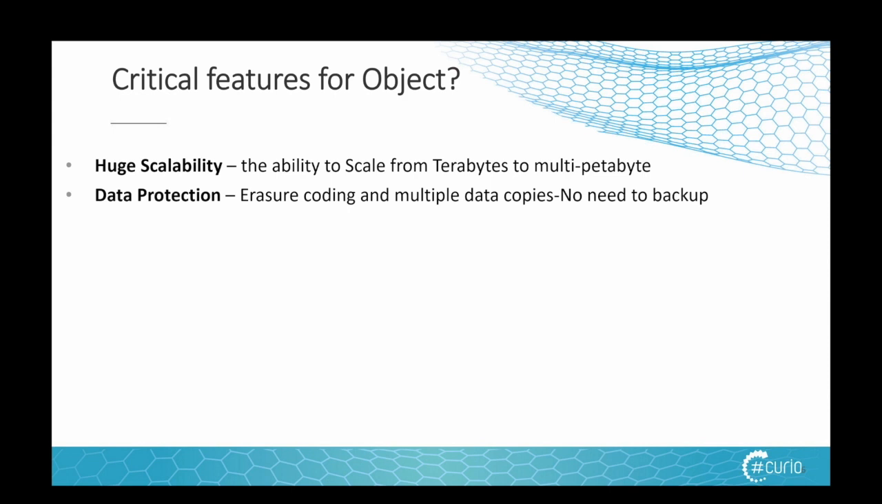Data protection. As I mentioned, object storage does not need to be backed up. That's why you put your backups on it. So it uses erasure coding and multiple data copies to ensure that your data is protected. Also, a lot of them double check the data. So it will go and verify data during non-peak hours. And if it finds corrupted data, it discovers it, removes it, and makes sure there's a valid copy.